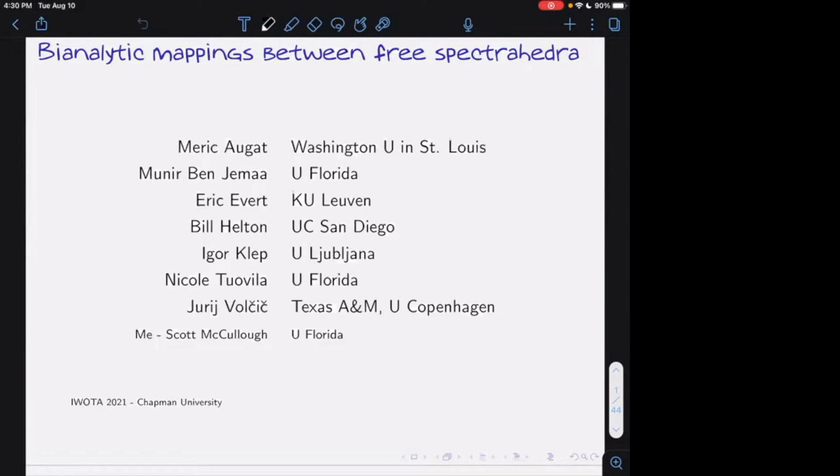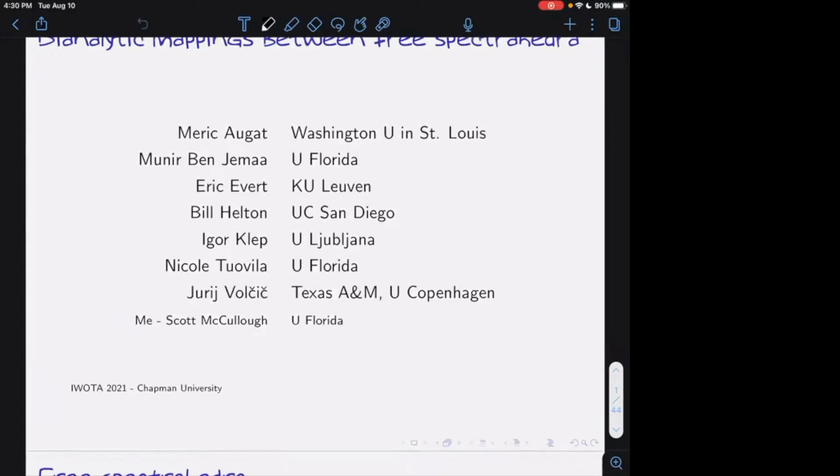So let me mention what got left out in my abstract, which was some of the co-authors. There's Munir Benjama, who's an undergraduate at the University of Florida, Eric Evert, Bill Helton, Igor Klep, Nicole Tuovila, and Yuri Volčič. I think I've got everybody. So let me get started then.